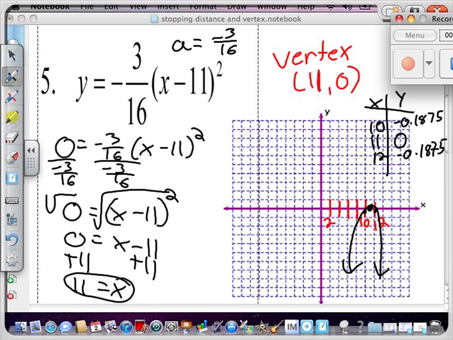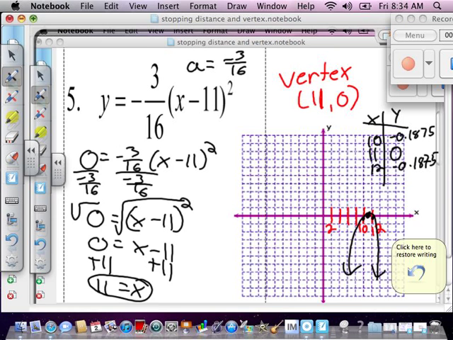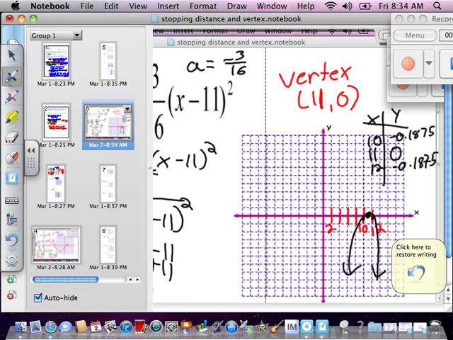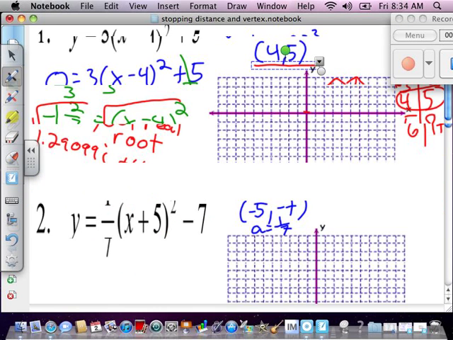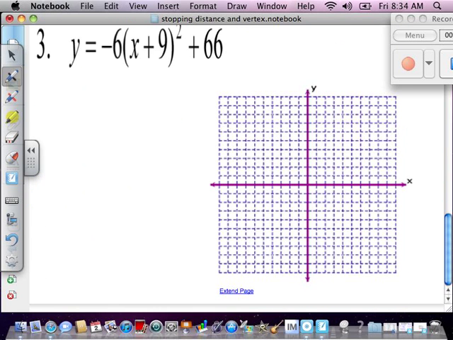All right, so let's look at number 3. All right. So we're going to have to make a funky scale because this is a big number. But first of all, can somebody tell me what the vertex is and if it's going to open up or down? -9, 66, and it's going to go down because A equals -6.